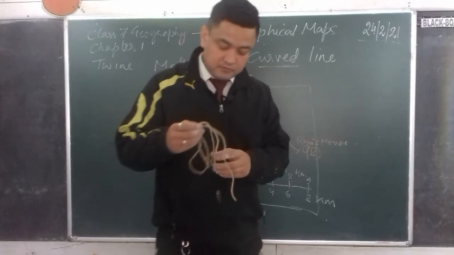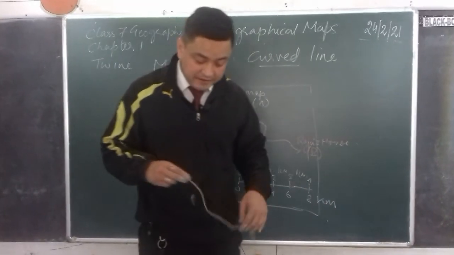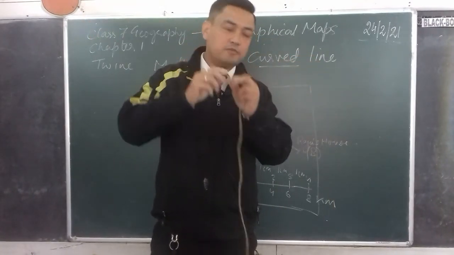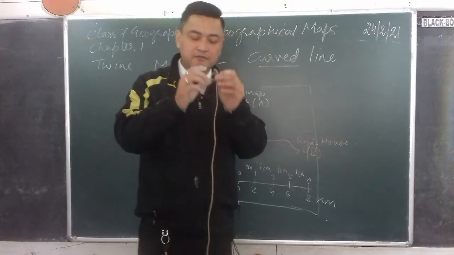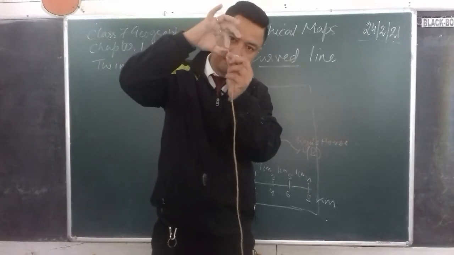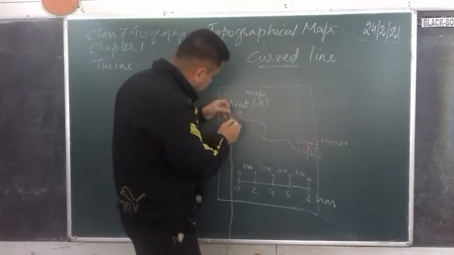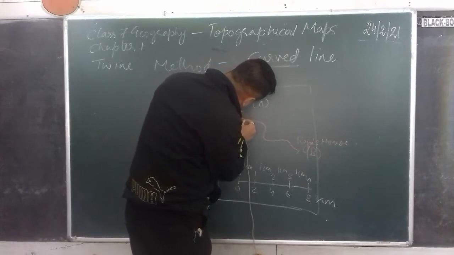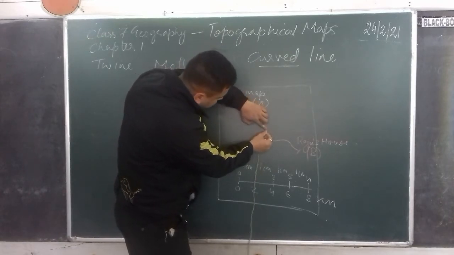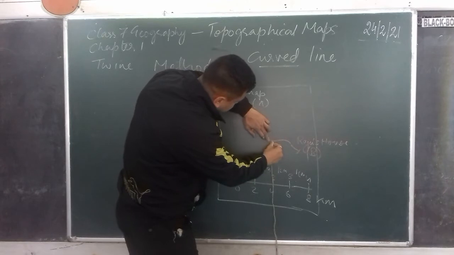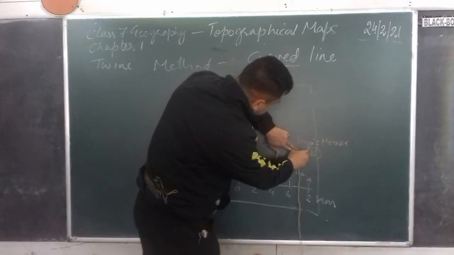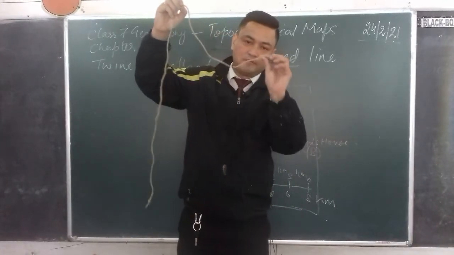Now the first thing that you have to understand is, this is a twine. To measure the distance from Amit's house to Raju's house, first you have to make a knot here. This knot becomes the starting point. Now you have to follow all the bends and curves this way, up till here. Now this is the distance from here to here.